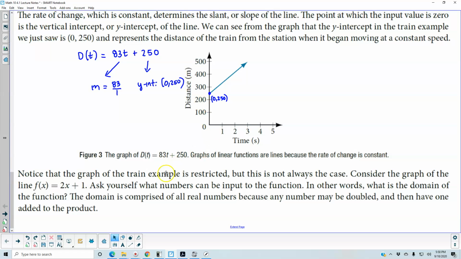Notice that the graph of the train example is restricted, but this is not always the case. Consider the graph of the line f of x equals 2x plus 1. Ask yourself, what numbers can be input to the function? In other words, what is the domain of the function? Well, the domain is comprised of all real numbers because any number can be doubled, meaning multiplied by 2, and then have 1 added to it.